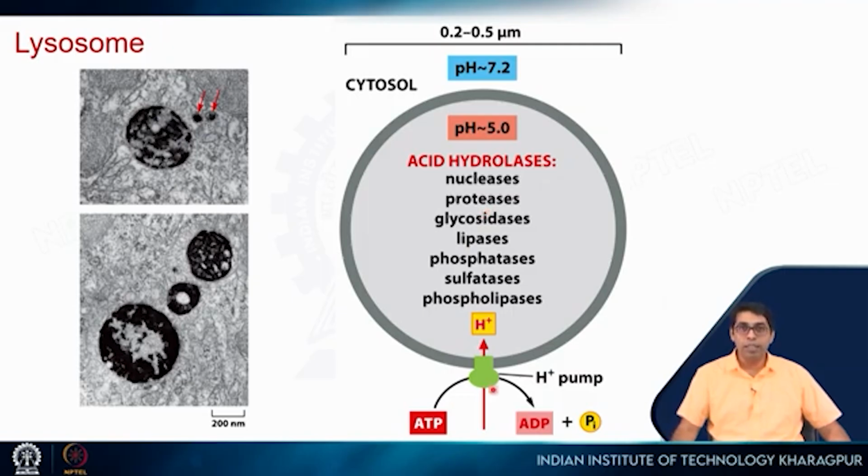And we have already talked about it when I discussed membrane proteins, where we talked about an example of a hydrogen pump, right, where ATP is used to pump in hydrogen, and that is why the pH of the lysosome is maintained in an acidic pH, which is pH 5.